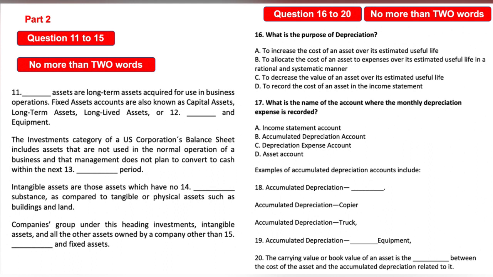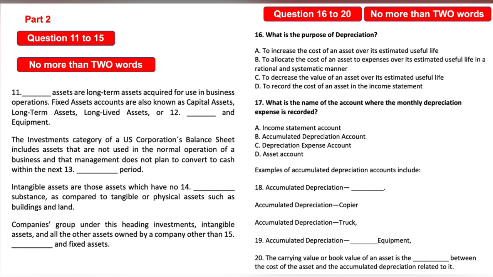The investments category of a U.S. corporation's balance sheet includes assets that are not used in the normal operation of a business and that management does not plan to convert to cash within the next accounting period. The property, plant and equipment category includes tangible, long-term assets acquired for use in business operations.